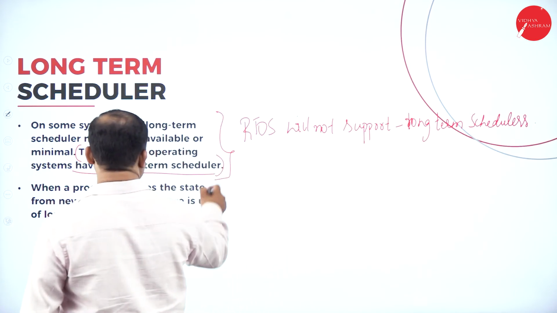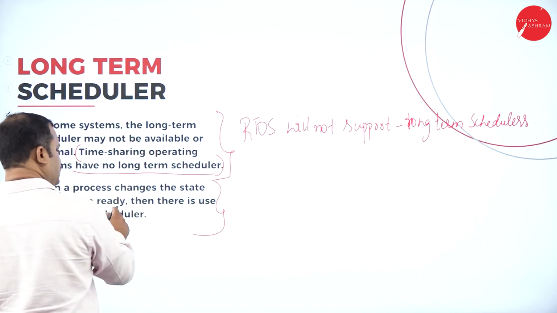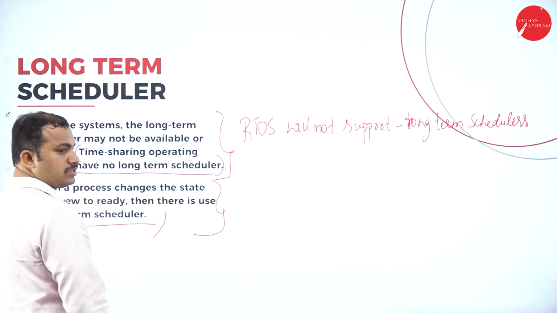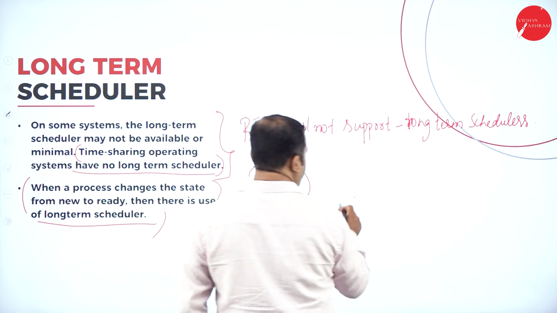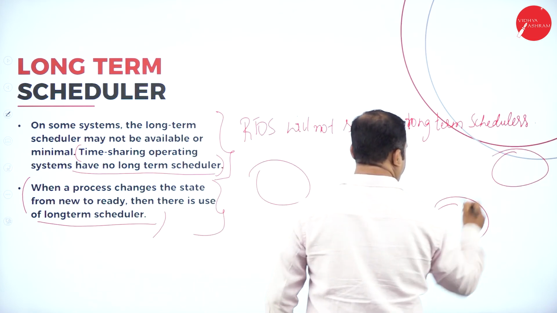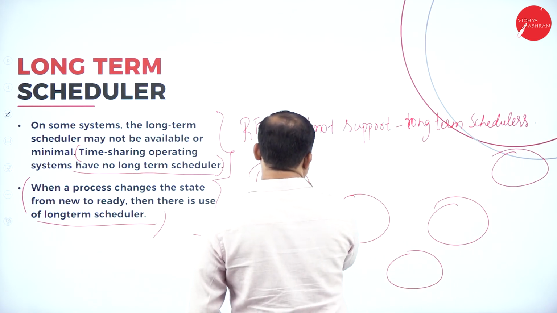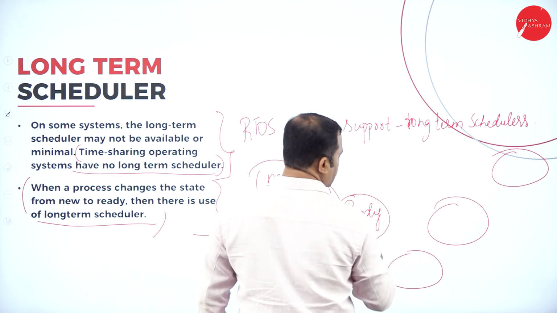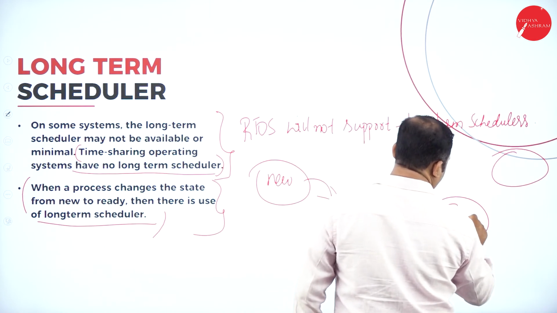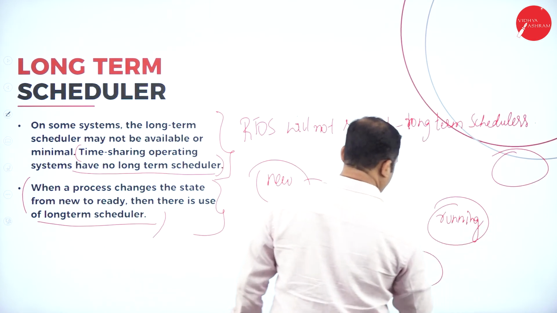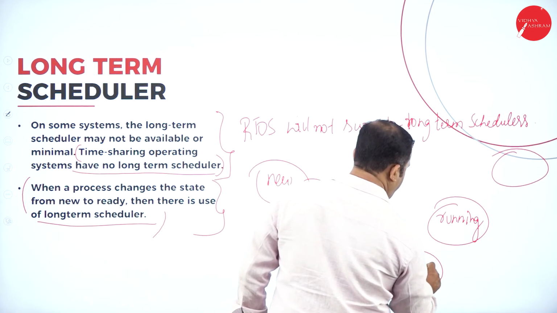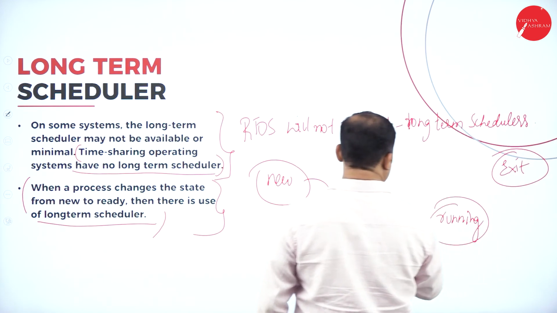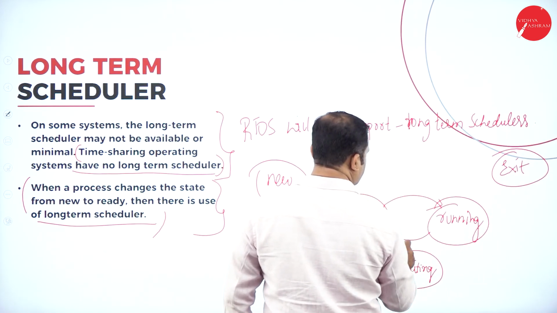When a process changes its state from new state to ready state, then there is a use of the long-term scheduler. That means when the process changes its state from this, called the new state, to ready state, running state, waiting state, and exit state, from here to here, here to here.